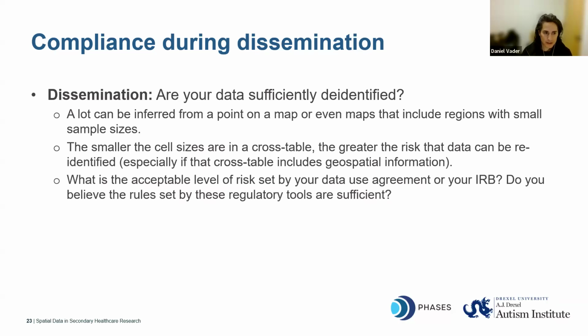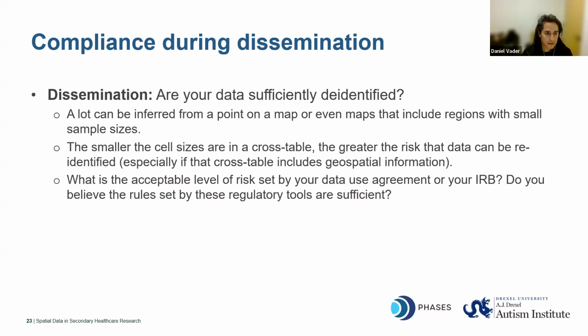When you're doing that, it's important to consider that a lot can be inferred from a point on a map, or even maps with regions with small sample sizes. It's pretty easy from a point on a map, either just through eyeballing it or using a computer program, to figure out approximately the latitude and longitude of the person that point represents. So given that information and what other information you might have on the map, you might be revealing the identity of people in your study, even if that's not your intent. So it's something to be really careful about.